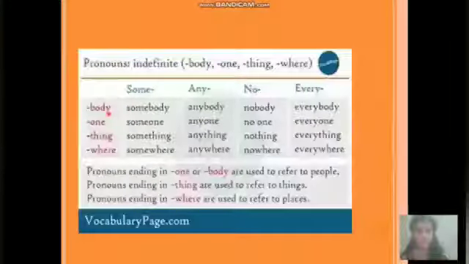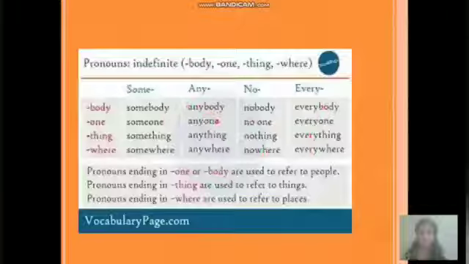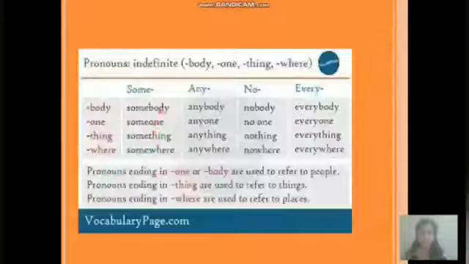So some more examples for indefinite pronouns: somebody, someone, something, somewhere, anybody, anyone, anything, anywhere, nobody, no one, nothing, nowhere, everybody, everyone, everything, everywhere. So all these are indefinite pronouns. So pronouns that end with one or body: somebody, someone, anybody, anyone, nobody, no one, everybody, everyone. These indefinite pronouns are used to refer to people.